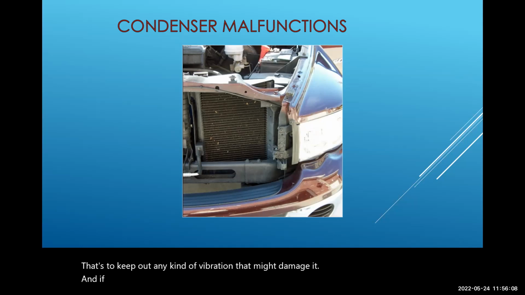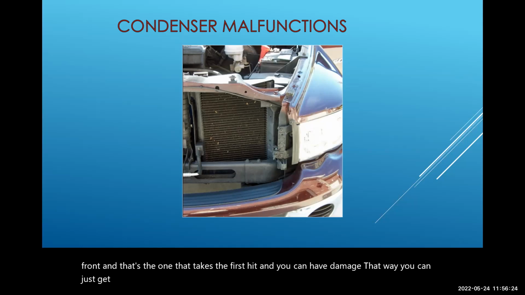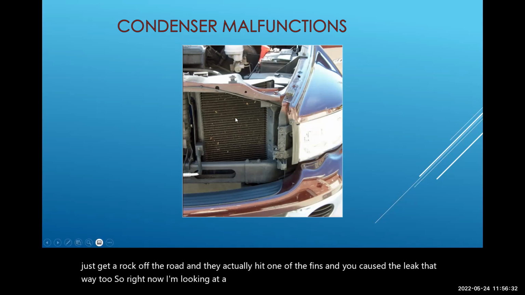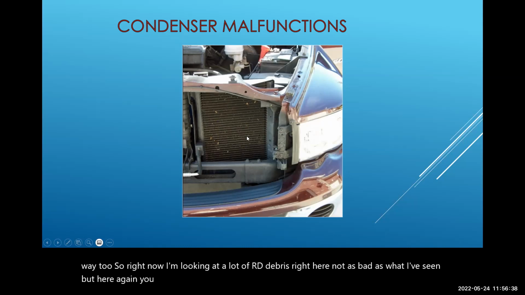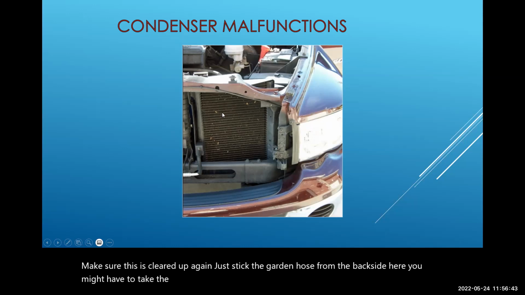And if you had front car damage where it's been hit, a lot of times that condenser's up front, and that's the one that takes the first hit, and you can have damage that way. You can just get a rock off the road that hits one of the fins and causes a leak that way too. Right now I'm looking at a lot of road debris here. Not as bad as what I've seen, but here again, you want to make sure this is cleared out. Just take the garden hose from the backside here. You might have to take the radiator and push it forward a little bit, but you can clear out a lot of this just by doing that.